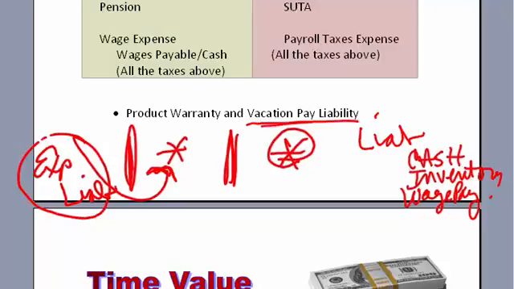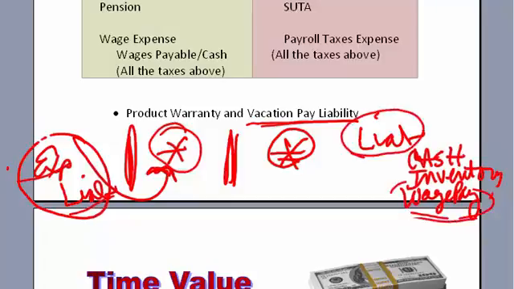Vacation pay runs the same way. You're going to record the vacation pay expense and the vacation pay liability, and it isn't until later that the liability comes off the books, and then you're going to give them cash or an extra check. So again, these are estimated liabilities that you put on the books and then take off the books once time has gone by and you know exactly how many units were broken or how many people do take vacation. All right.